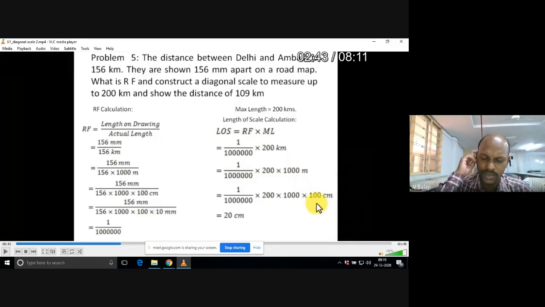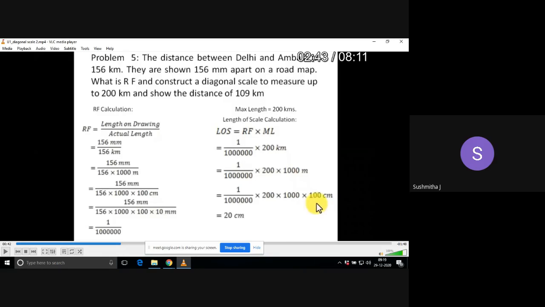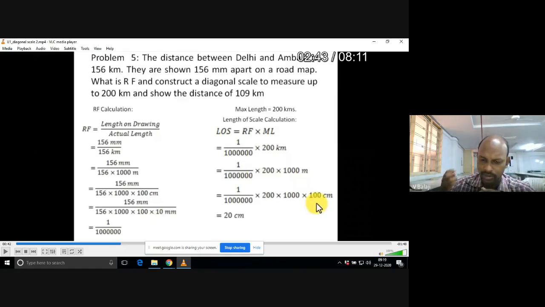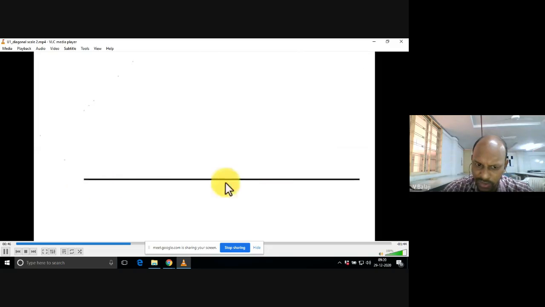Do you remember the next step? Draw a line of the calculated 20 centimeter length, and you can take some width. How much width? 4 to 5 centimeters. It doesn't have any meaning, but you can take 4 to 5 centimeters height. So how many parts do I have to divide it into? That is important.